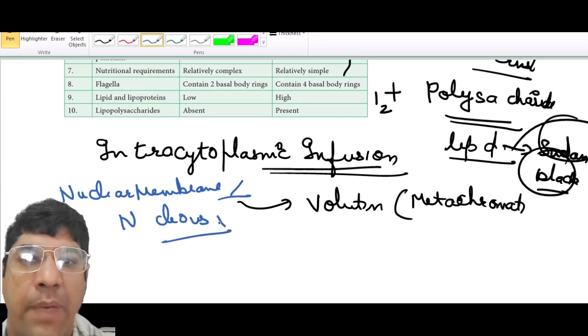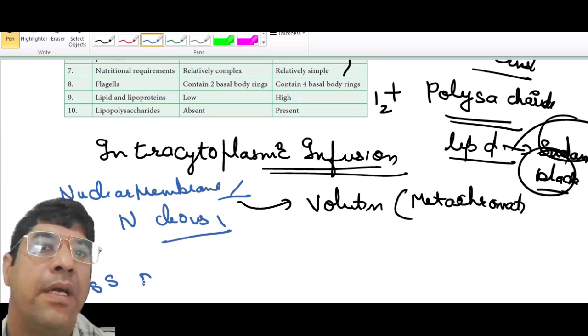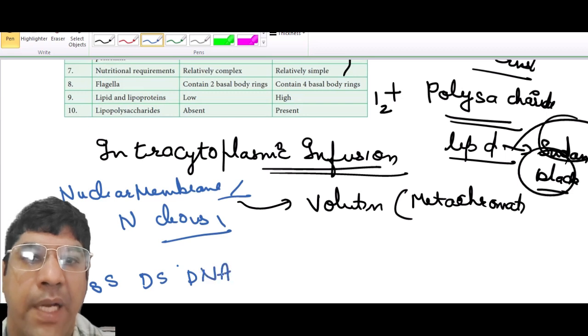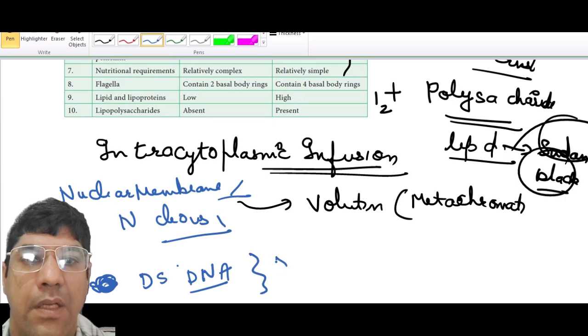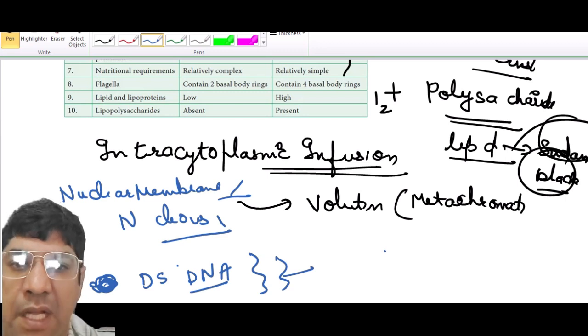The bacterial genome consists of a single circular molecule of double-stranded DNA that is not associated with basic protein. Unlike eukaryotic cells, the bacterial chromosomes are haploid. That means they have one copy of genetic material. They replicate by a process that is known as simple fission.